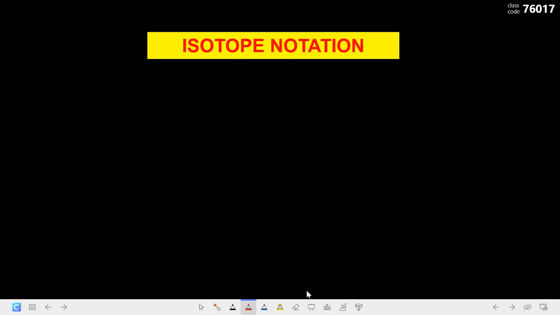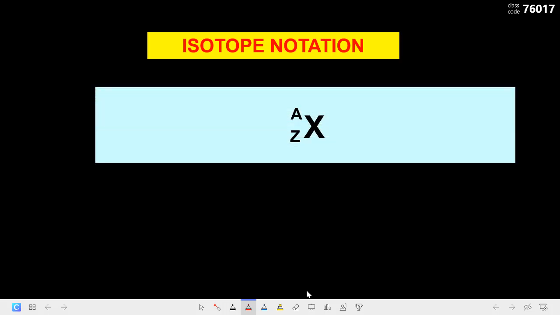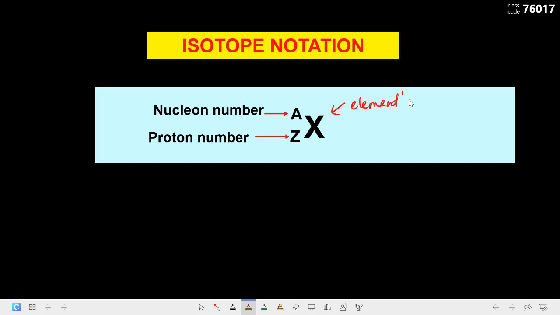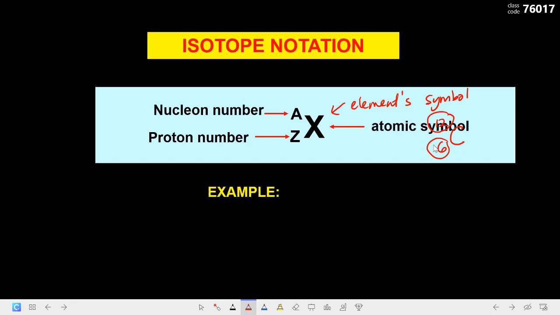Okay, and this is the isotope notation yang saya tunjuk tadi. So generally this is the isotope notation where Z is the proton number and A is nuclear number. So X ini apa? X ini adalah element symbol. Tengoklah. Okay, for example, I have carbon 12, 6. Nampak? Jadi atas ni apa? Ini adalah nuclear number and this one is proton number. Atomic symbol or element symbol. Okay, for example.